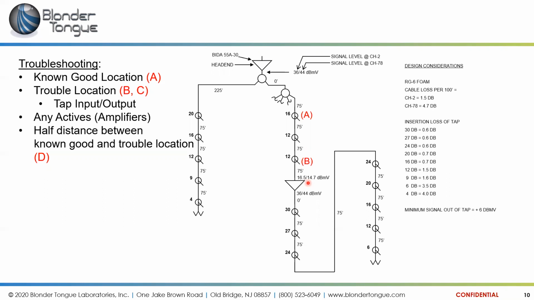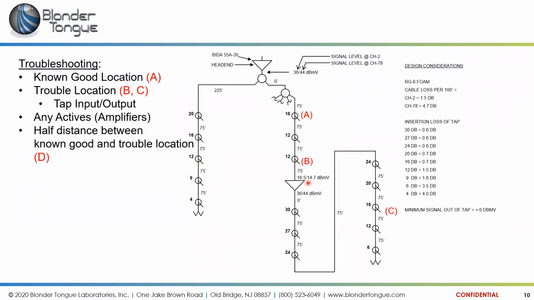Okay, now let's say that I still have the known good location at that 16 decibel tap, the first one, but my trouble spot is way down here close to the end of the system. Now I've got 6, 7, 8 taps in between. I also have an amplifier in between, so I have a whole lot of potential failure points. Do I need to hit every potential failure point in between in order to determine what the problem is? No. I would start with looking at the actives.